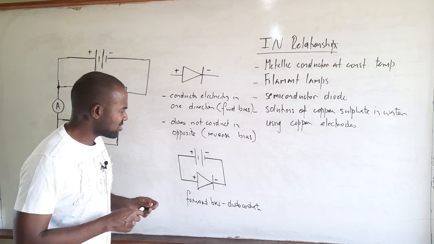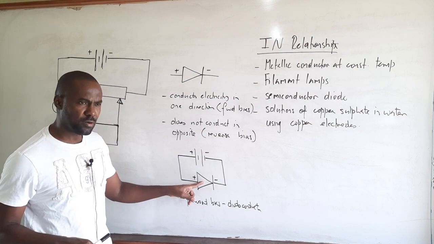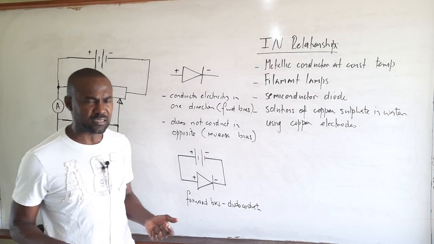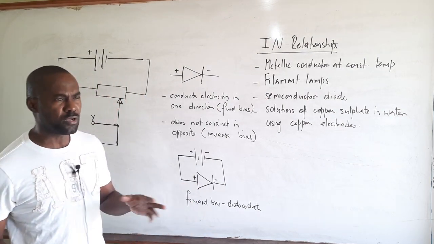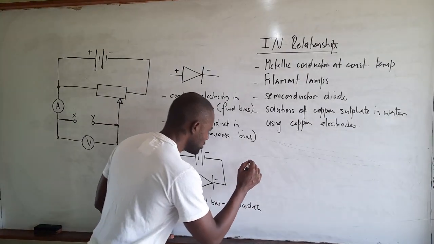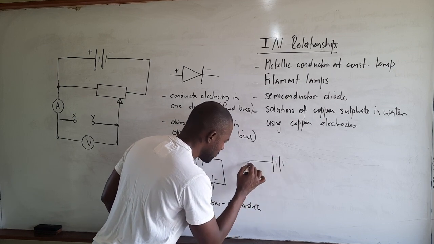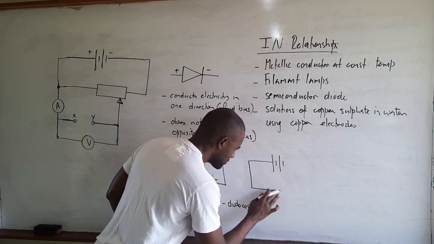However, if we were to reverse the polarity of either the battery or the diode, the diode would no longer be forward biased. It will be reverse biased, and it would not allow the conduction of any significant current. So let's do that. We're going to keep the battery's polarity and reverse the polarity of the diode.